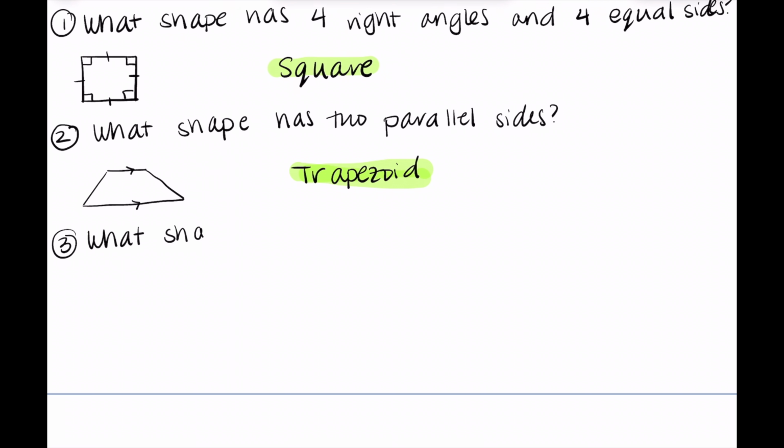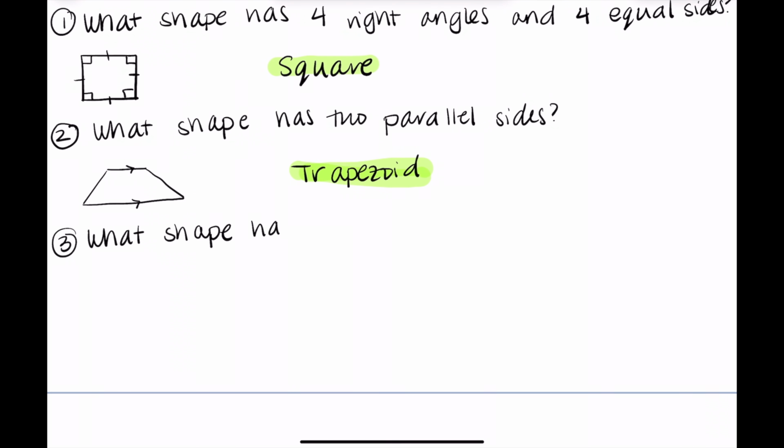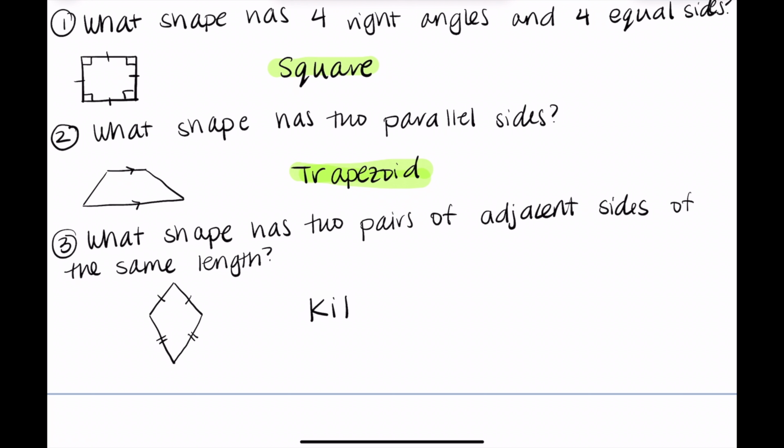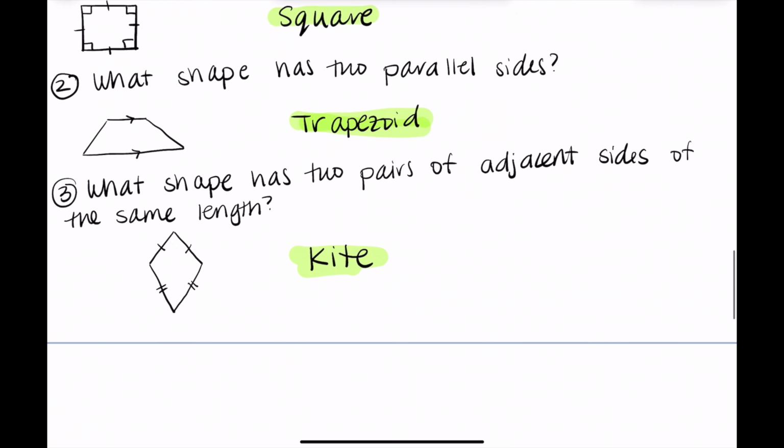For number three, we have, what shape has two pairs of adjacent sides of the same length? So this one's a little bit trickier to think about, but let's just start drawing. For this one, it says two pairs of adjacent sides. We know that that means next to, right? And nothing about parallel, so let's go through. I've drawn it out here. We have the top two sides as adjacent and the bottom two sides. So number three would just be a kite.